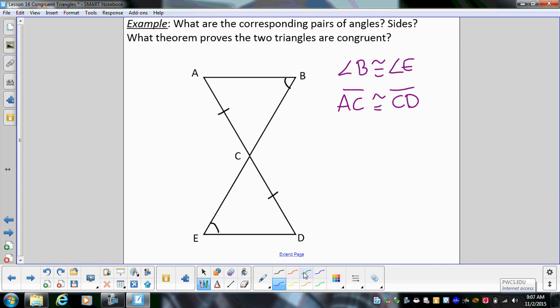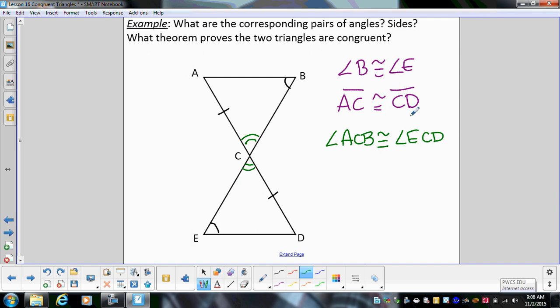So another little detail, I have here a pair of vertical angles. And vertical angles are always congruent. If they're vertical angles, they're congruent. And we don't need to have them labeled in the picture as congruent. We know they're congruent because they're vertical angles. So I can say that angle ACB is congruent to angle ECD.